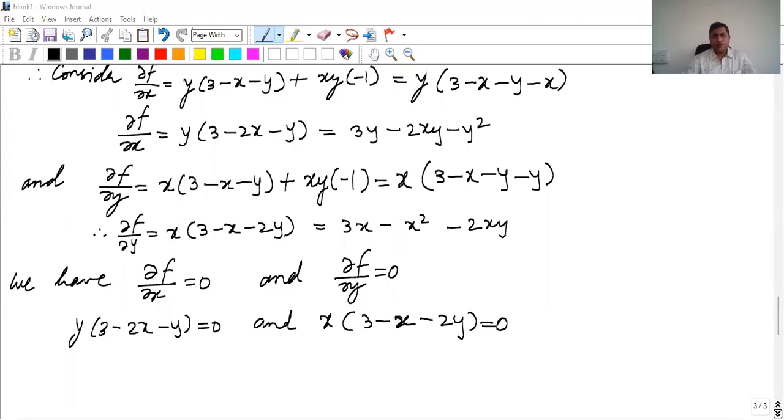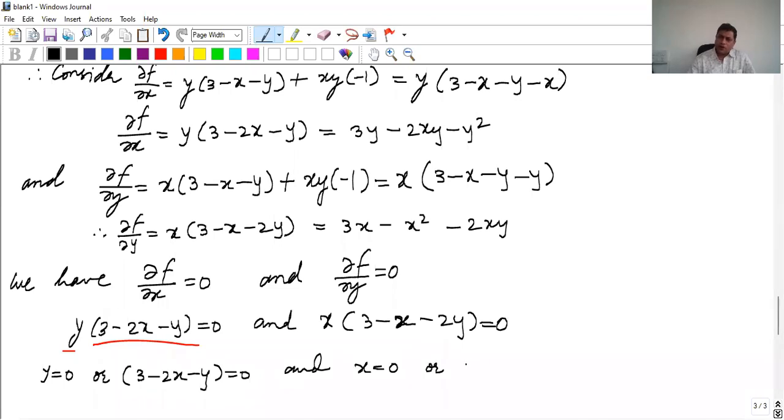Okay. So here, if we consider these two equations, we have to consider the points. Again, what we'll have here: either y = 0 or this bracket is equal to 0, and either x = 0 or this bracket is equal to 0. Okay, so let us consider this term. Either this will be 0 or this will be 0. So what we can have is either y = 0 or 3 - 2x - y = 0. And here x = 0 or 3 - x - 2y = 0. Is that okay?